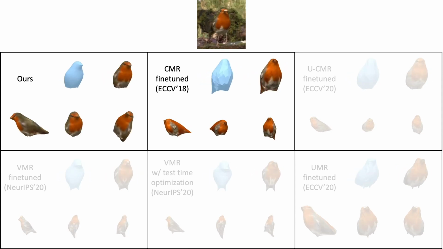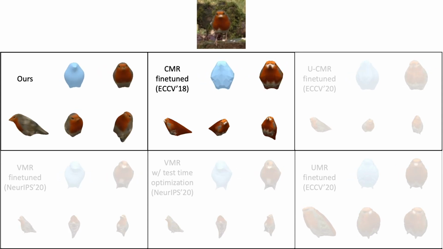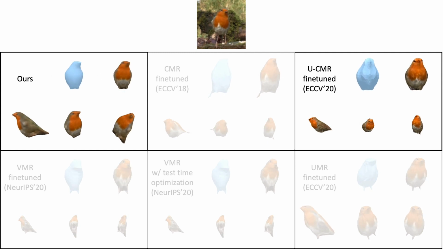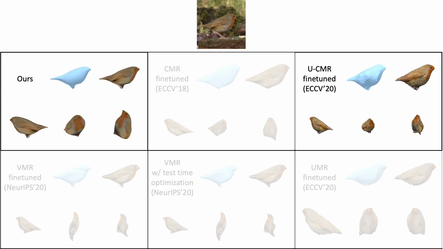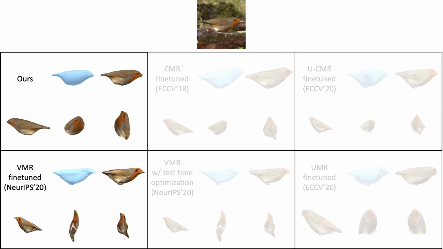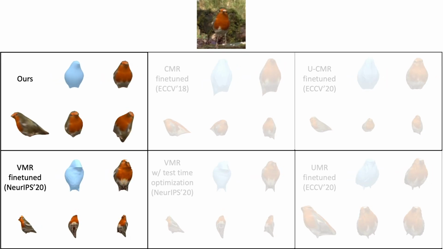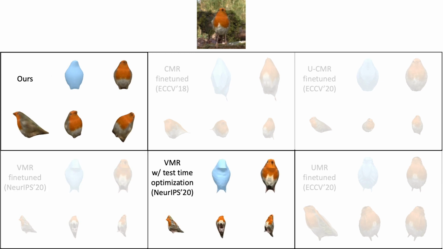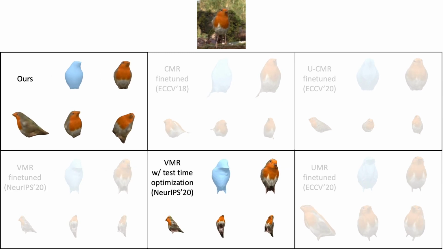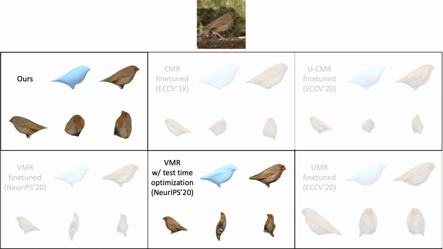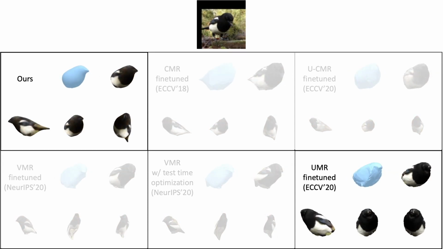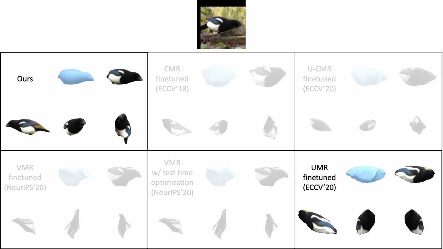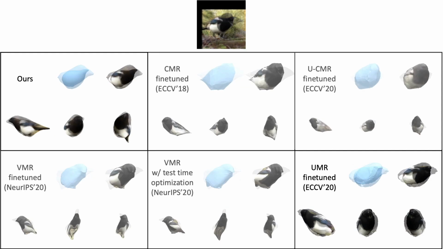CMR has difficulties modeling birds in less common poses, such as frontal, and UCMR often incorrectly reconstructs wings in side views. VMR produces convincing shapes in the input view, which are often not realistic as seen from other views. They also allow per-sequence optimization at test time, which does not help much with the shape reconstruction. UMR has the problem identifying the pose and flips the head and tail between frames.